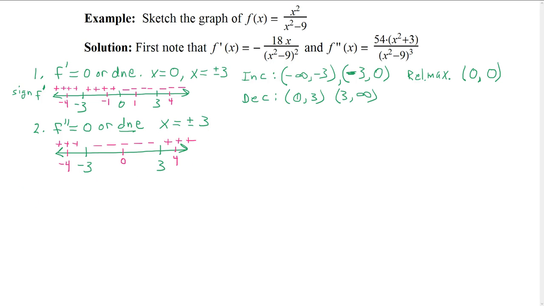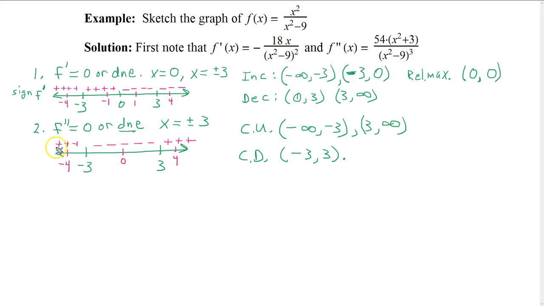So now we know where our function is concave up and down. We have concave up from negative infinity to negative 3, and from 3 to infinity. And we are concave down from negative 3 to 3. There we go. Now let's identify any inflection points we have here.